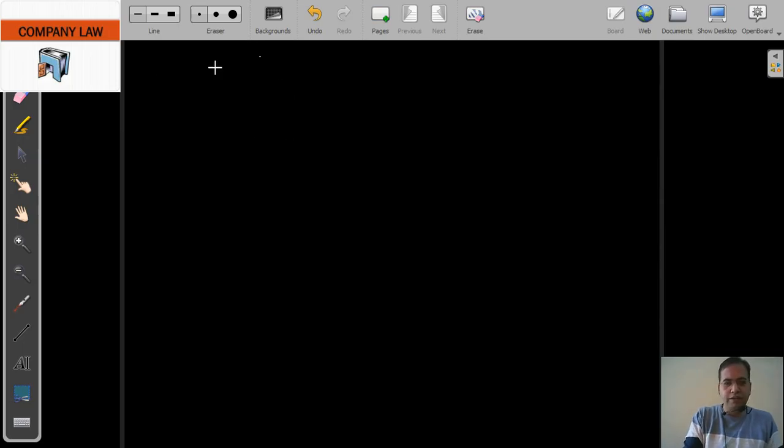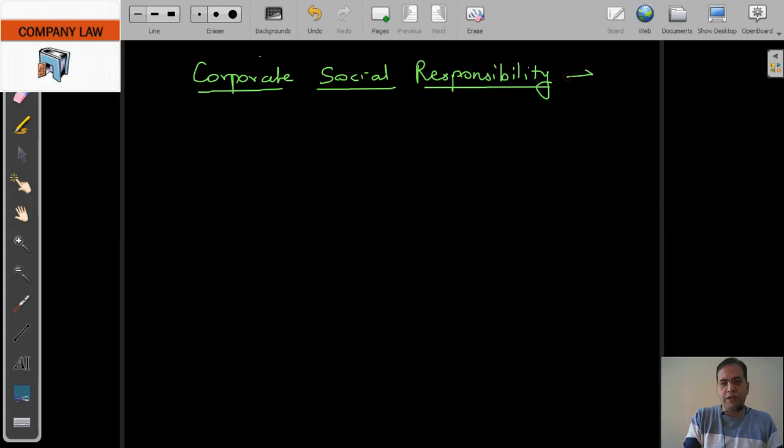So let's begin with Corporate Social Responsibility. Corporate social responsibility provision is given under section 135. So an entire section has been given for corporate social responsibility. This is a newly incorporated provision, as I said earlier, which was not there in the 1956 Act.